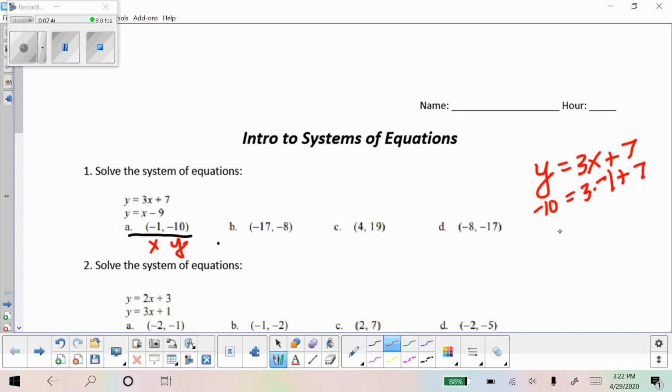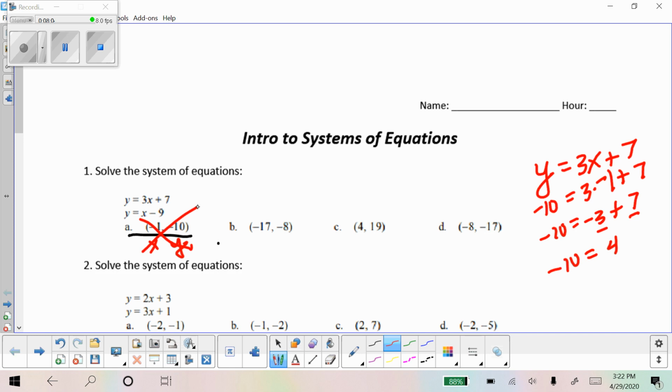And we get -10 equals -3 plus 7. Now, that is not true because -3 plus 7 is actually equal to 4. And -10 is not equal to 4. So that is not the correct solution. So then we're going to move on to the next one.